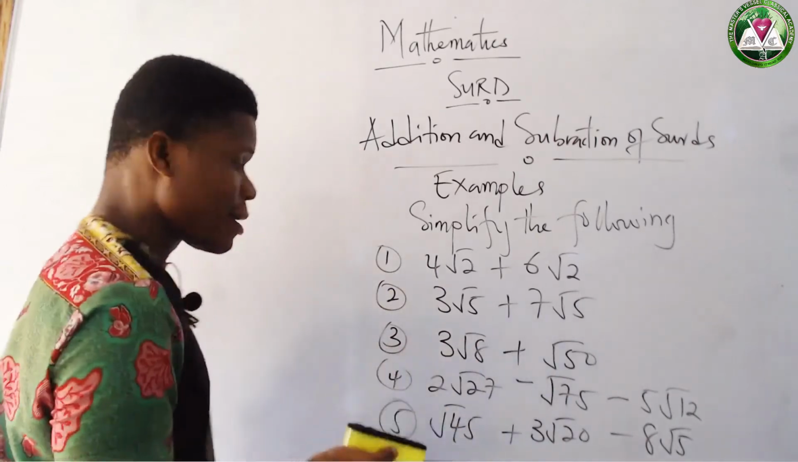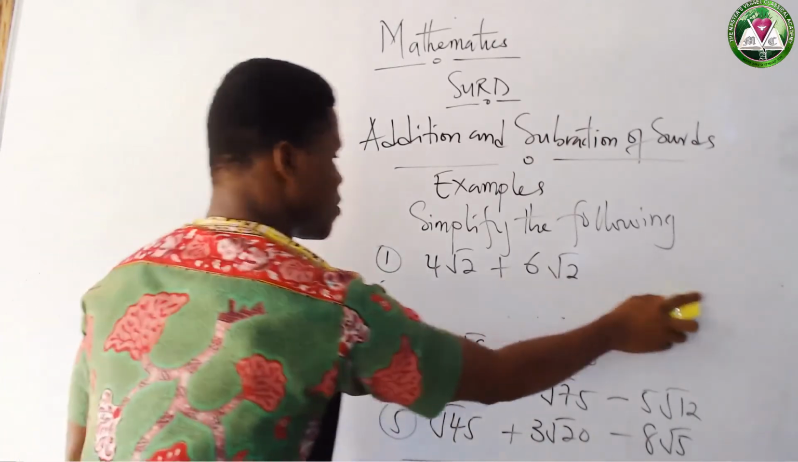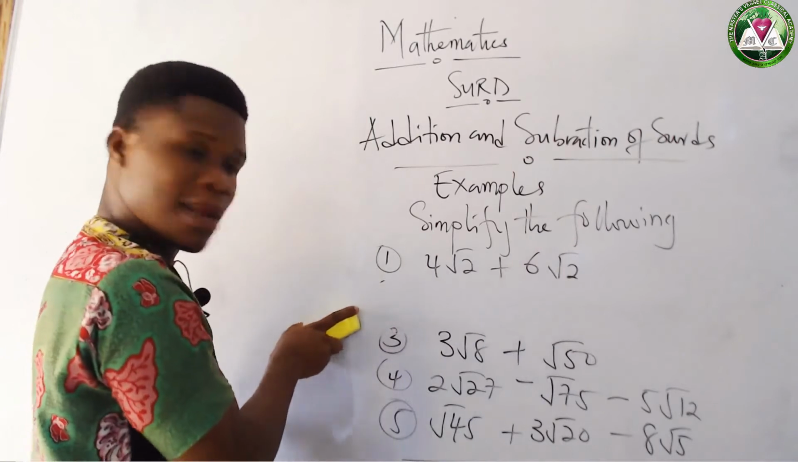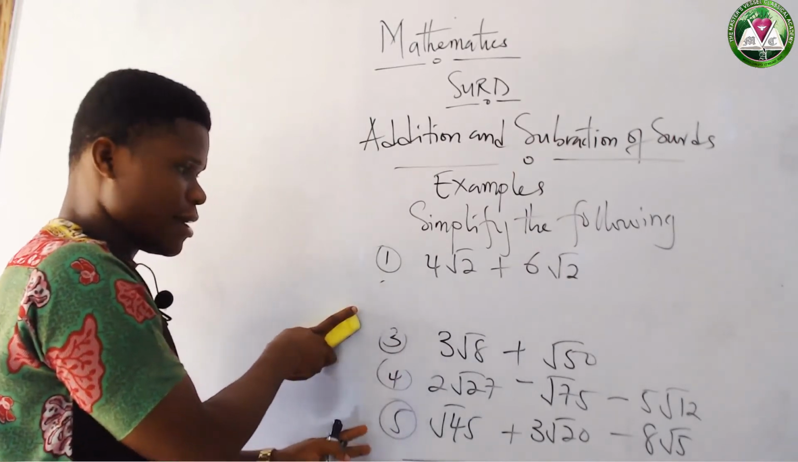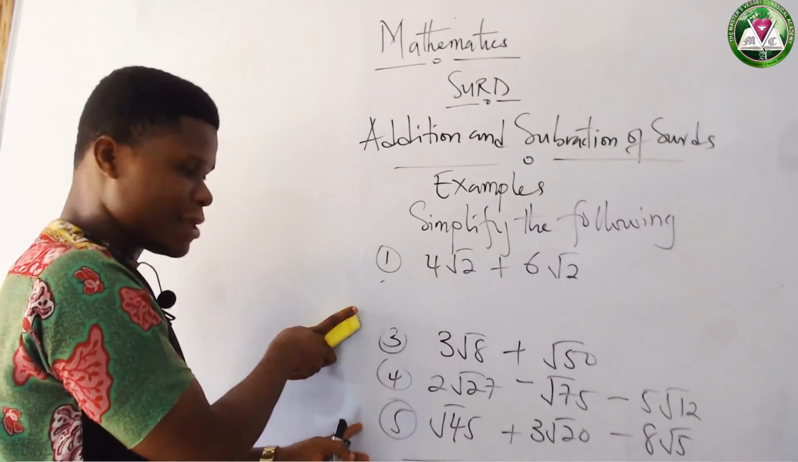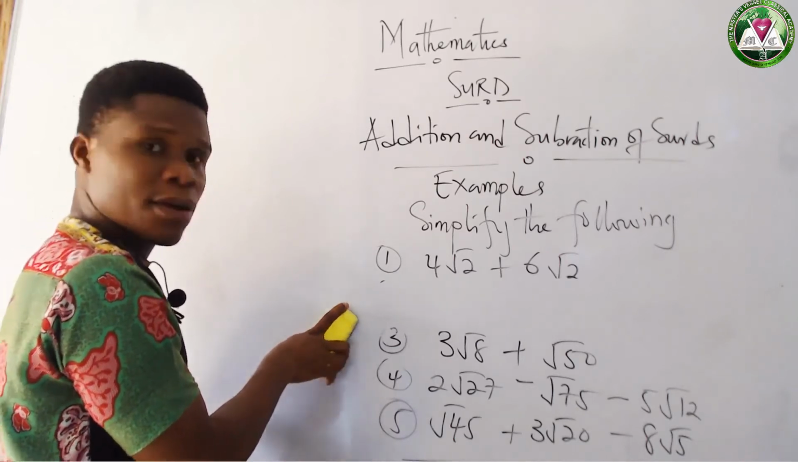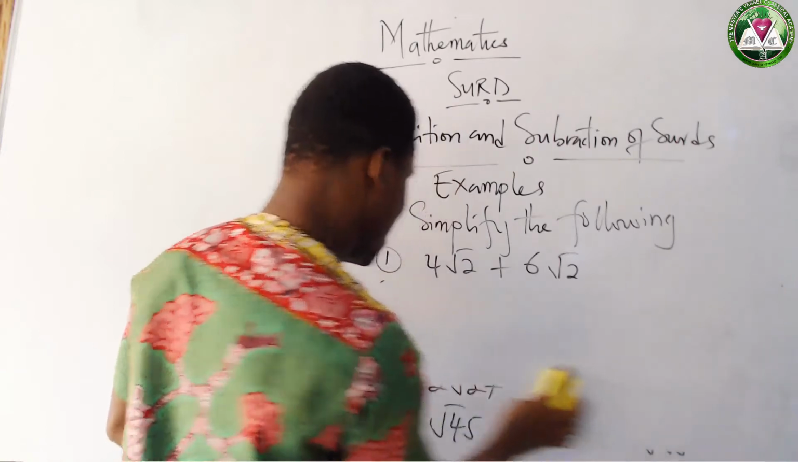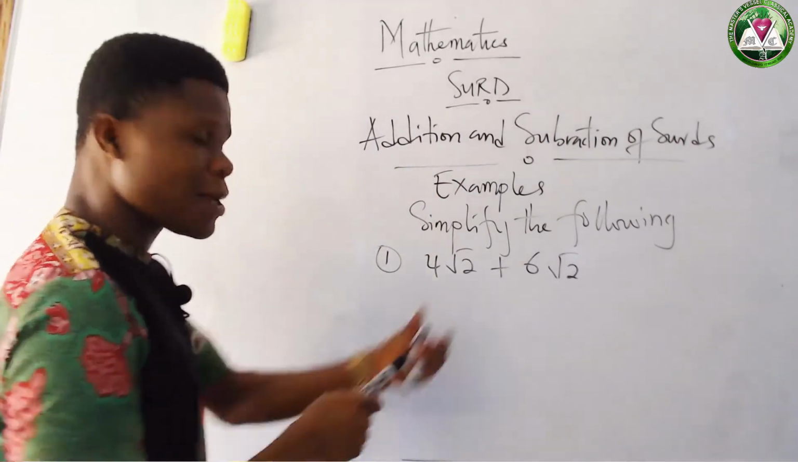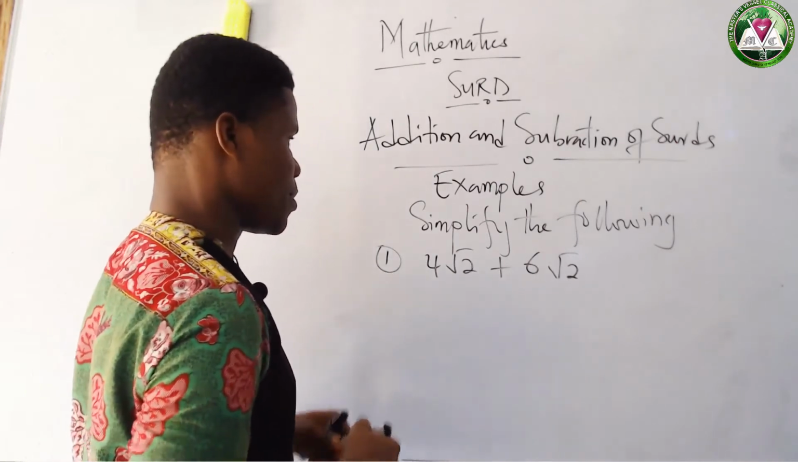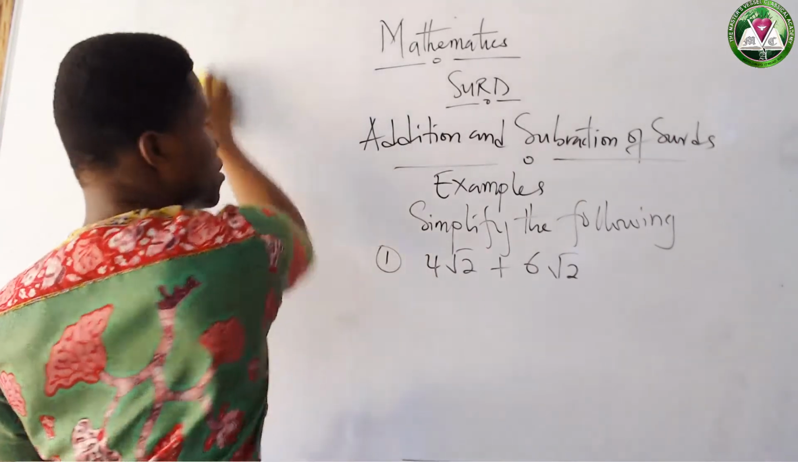let's start with the number 1 question. Now you've got the question, so let's look at it. Let me give us some time to look at it again. Let's look at this number 1. I want to add these two surds. So you can say solution.